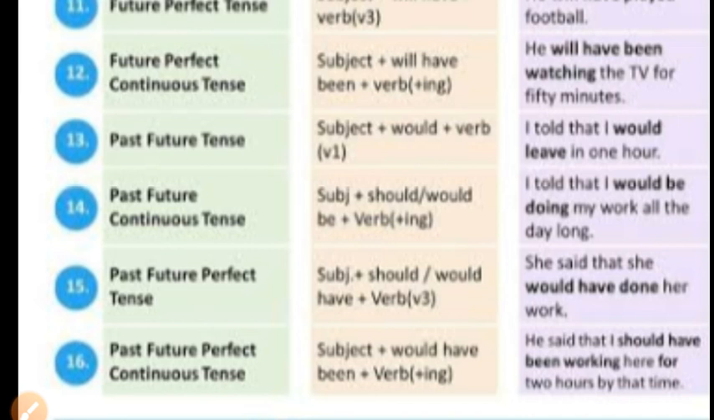Past future continuous tense, subject plus should, would plus be plus ing form of the verb. I told that I would be doing my work all the day long. Past future perfect tense, subject plus should have, would have plus third form of the verb. She said that she would have done her work. Past future perfect continuous tense, subject plus would have been plus ing form of the verb. He said that I should have been working here for 2 hours by that time.